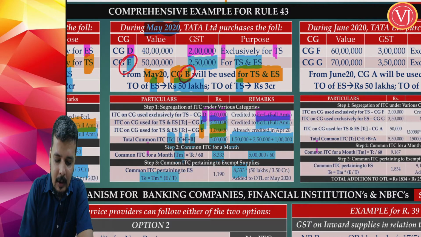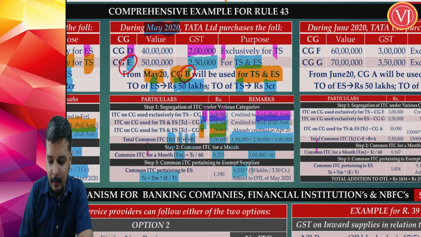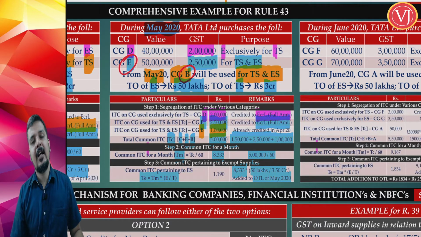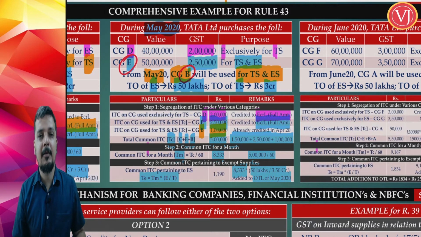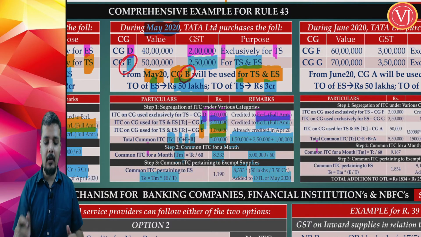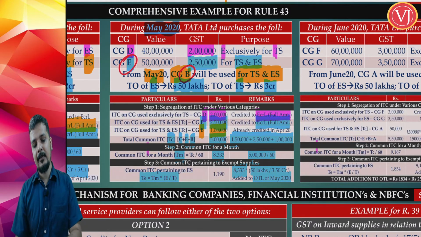What was the total turnover? Exempt plus taxable, 50 lakhs plus 3 crores, 3.5 crores. Now that will be added to the output tax liability of May month, because for Rule 43 you don't call it reversal of ITC, you call it addition to output tax liability, right?